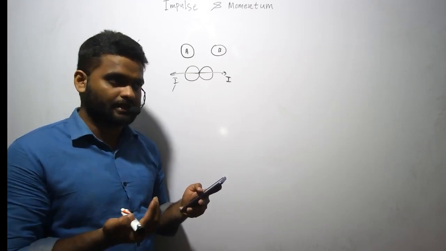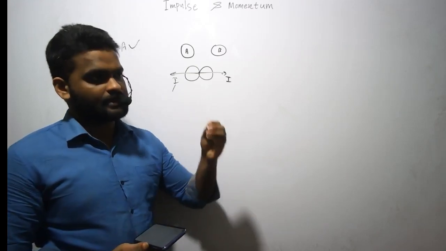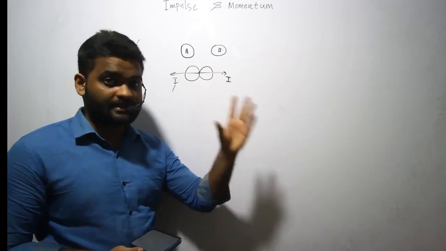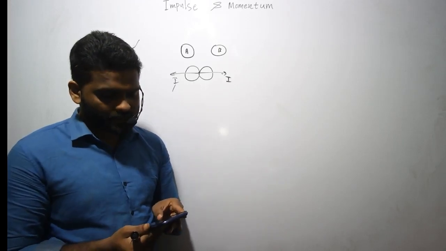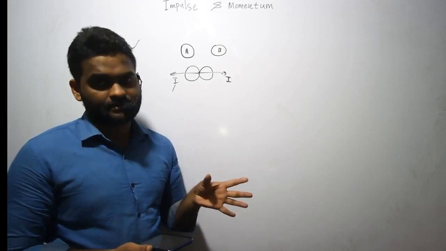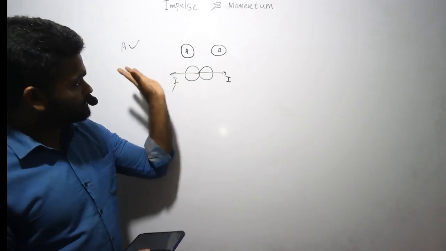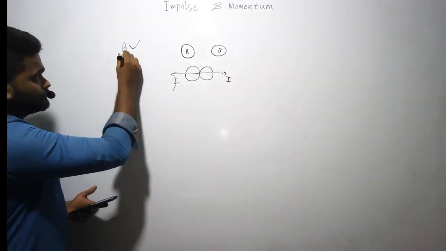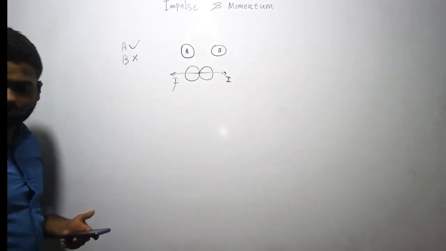It is not equal actually. If they say equal in magnitude, then it is correct. So actually there are two errors in that sentence. So it is wrong. B is wrong, right?